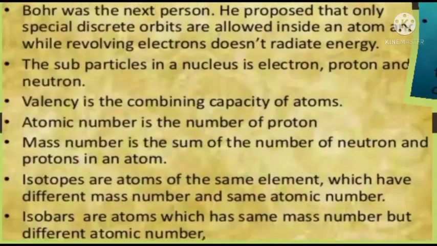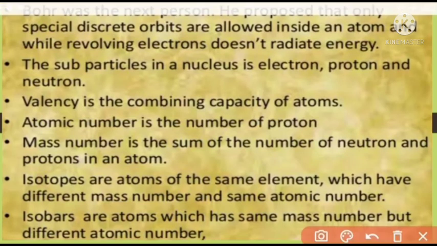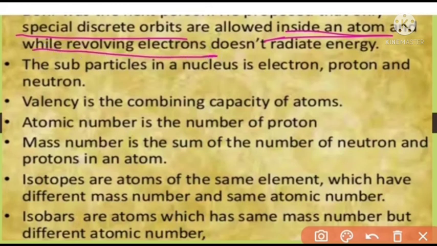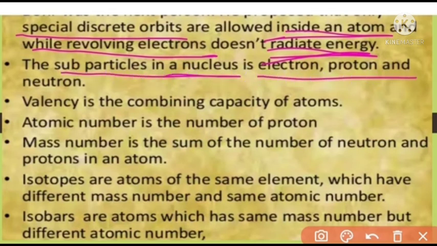The next model is by Niels Bohr. He proposed that only certain discrete orbits are allowed inside an atom. That is called an energy level. While revolving, the electron does not radiate energy. The subatomic particles in the atom are the electron, proton and neutron.